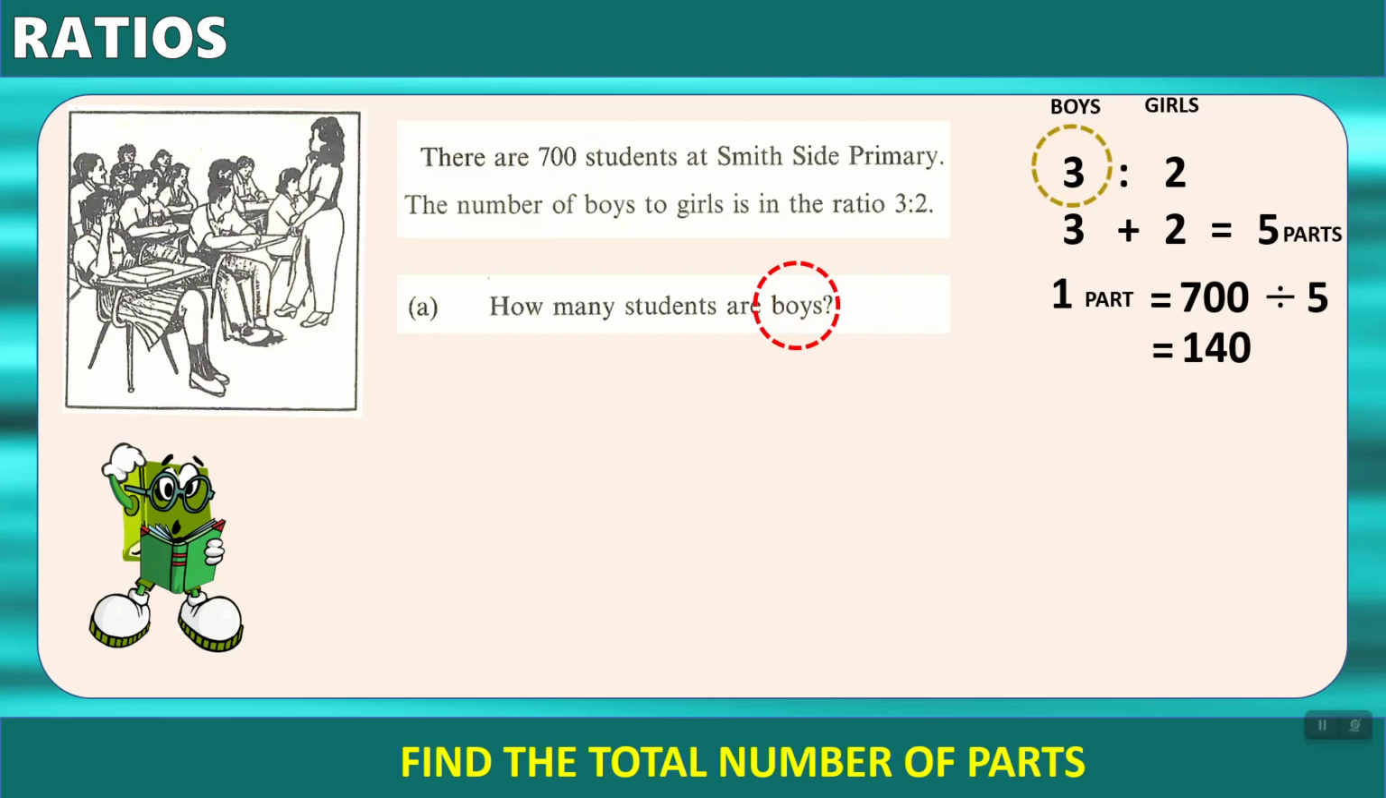Well, 3 relates to the ratio of boys. And so we found one part. We need to now find 3 parts. And so if one part is 140, 3 parts is simply 140 times 3, which gives us 420. So there are 420 boys out of the 700.